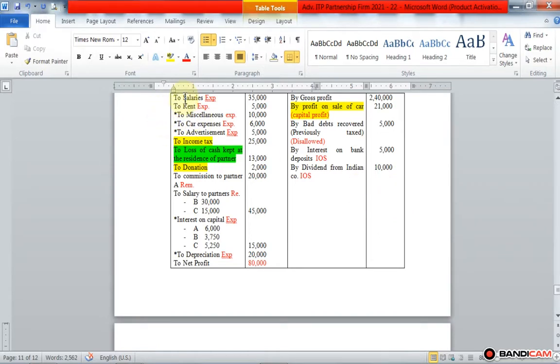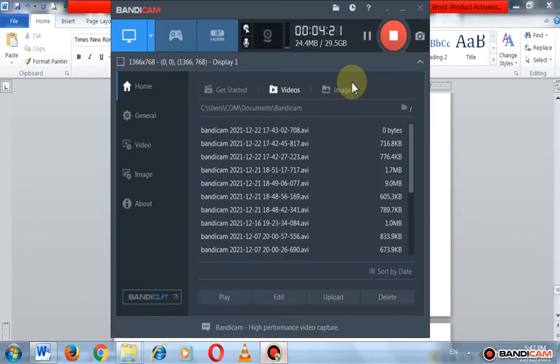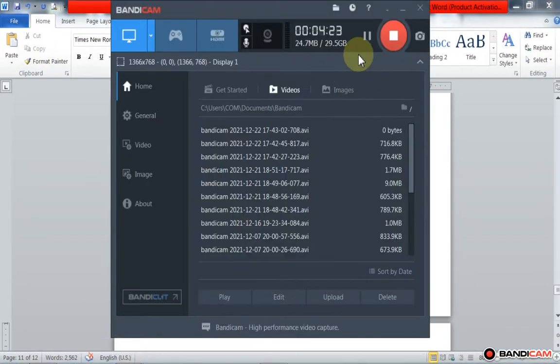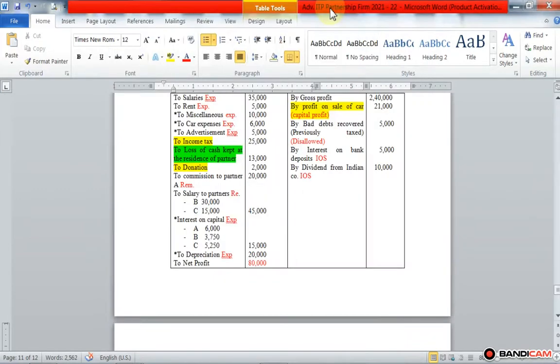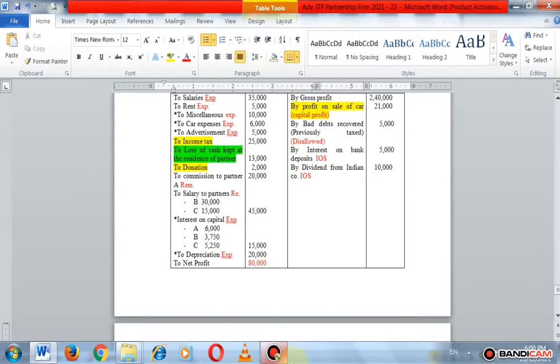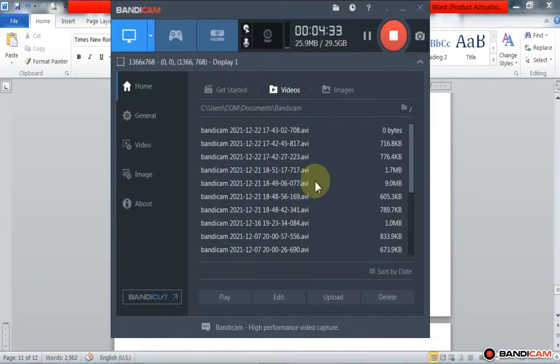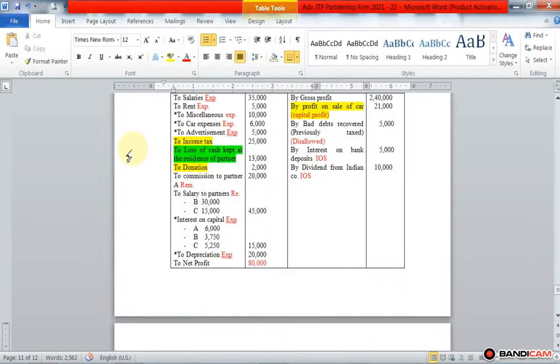Salary is an expenditure relating to the partnership firm. No adjustment is given on salaries. So it is an expenditure relating to the partnership firm. Got it? So salary is the expenditure relating to the partnership firm. Okay, so it is allowable expenditure, so it cannot be added to net profit. Rent is also allowable expenditure.